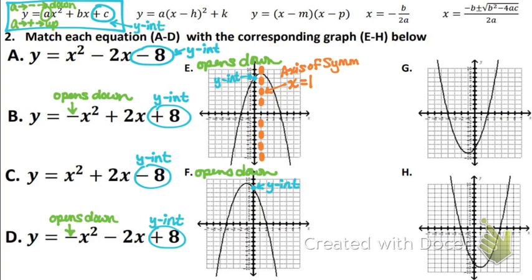For the other graph, as I go to look at my axis of symmetry there, where does this one go through the x-axis at? Negative 1.